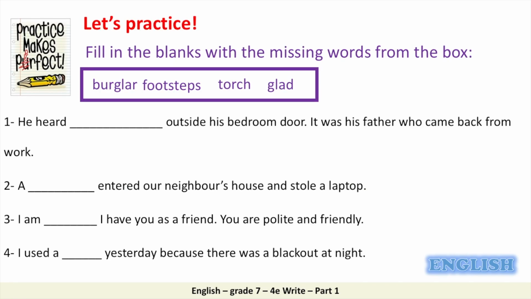Okay, after learning the new vocabulary words, let's practice. For this practice, fill in the blanks with the missing words from the box. Read the sentences carefully and add the missing words. Let's do the first one together. Sentence number 1. He heard blank outside his bedroom door. It was his father who came back from work. How did he hear his father's movements? That's right, he heard footsteps outside his bedroom door. Now please pause the video, complete the exercise, and come back when you are done.